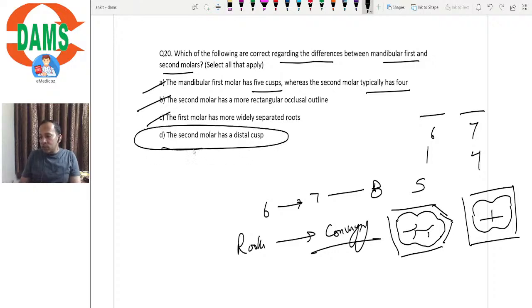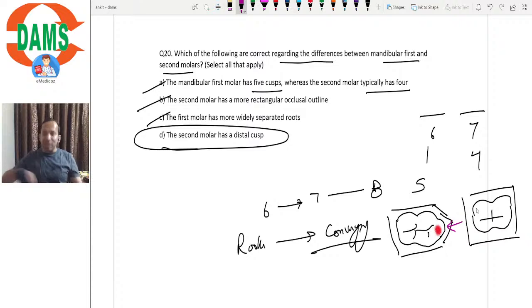The second molar has a distal cusp. This is false because distal cusp is present in the mandibular first molar, isn't it? Distal cusp is present in the mandibular first molar, and as you can notice in this diagram, the distal cusp is not present on the buccal surface. It is usually present on the distal surface, and that is why it is called distal cusp and not distobuccal cusp. इसको डिस्टोबक्कल कस्प क्यों नहीं कहते? क्योंकि ये डिस्टल सरफेस पर है, बक्कल सरफेस पर नहीं होता यूजुअली.